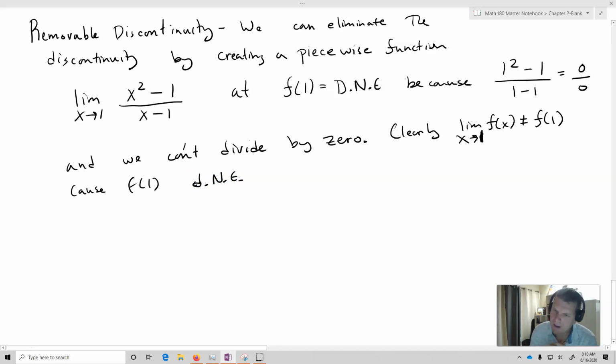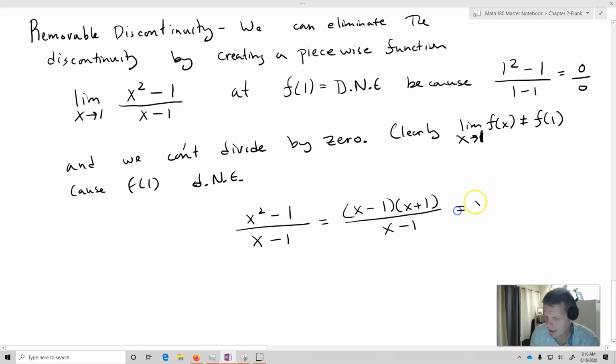All right, however, here's the thing. A little algebra will allow us to change this. So I'm going to take x squared minus 1 over x minus 1, and that's going to equal x minus 1 times x plus 1 all over x minus 1, which just equals x plus 1.